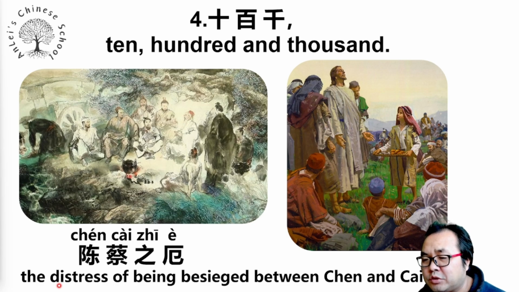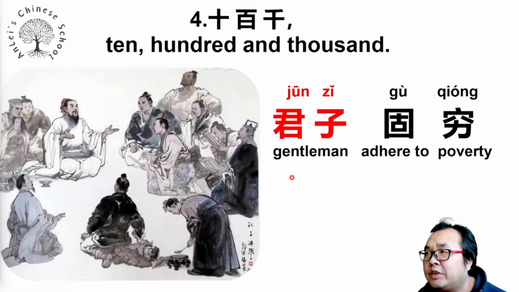And what would Jesus do? Jesus would feed 1,000 people with 5 loaves and 2 fishes. From this story, there's another idiom, 君子固穷, gentlemen adhere to poverty. A man of virtue adheres to his principles even in poverty.